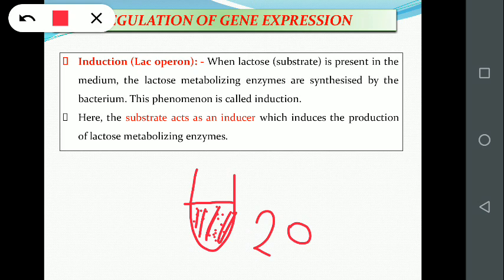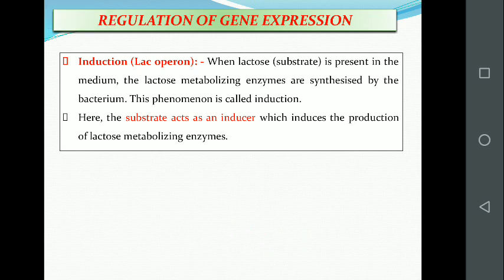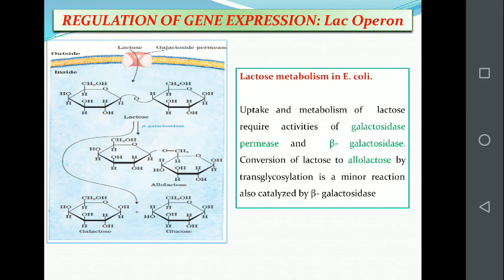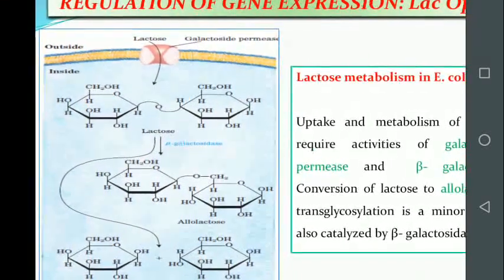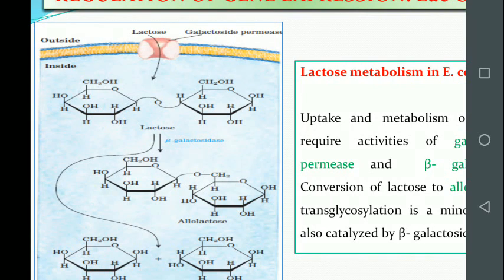When we add the inducer, that is lactose, to the medium, that induces expression of genes which metabolize the lactose. Therefore here the substrate itself acts as an inducer. Now when you look at the general concept of the lactose operon, when we add lactose to the medium, then what happens?